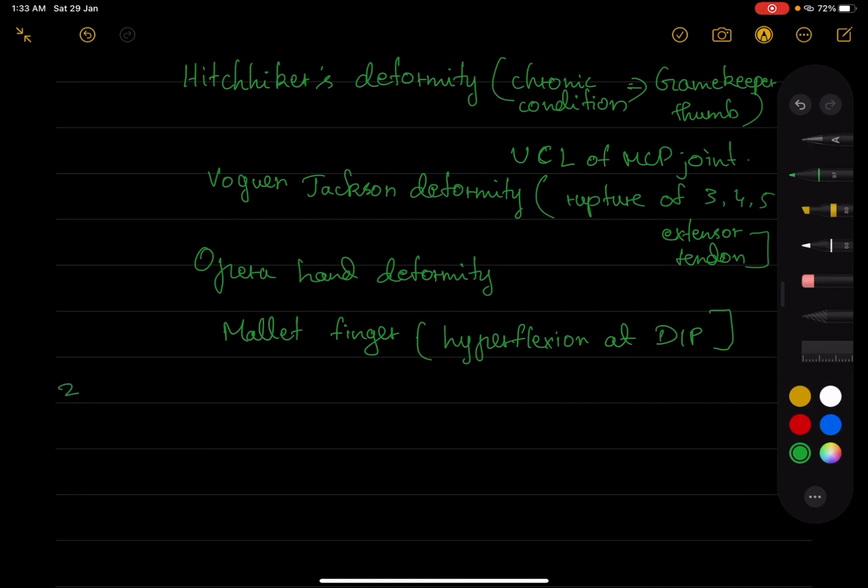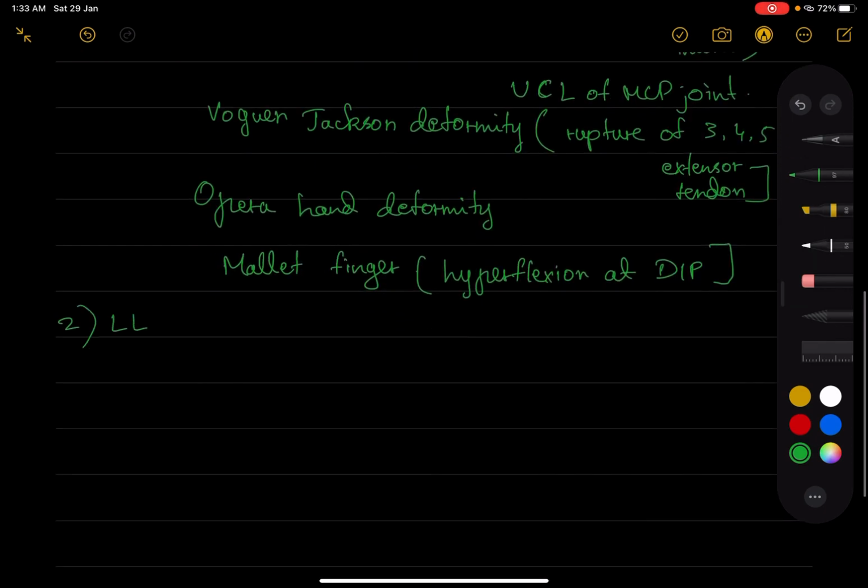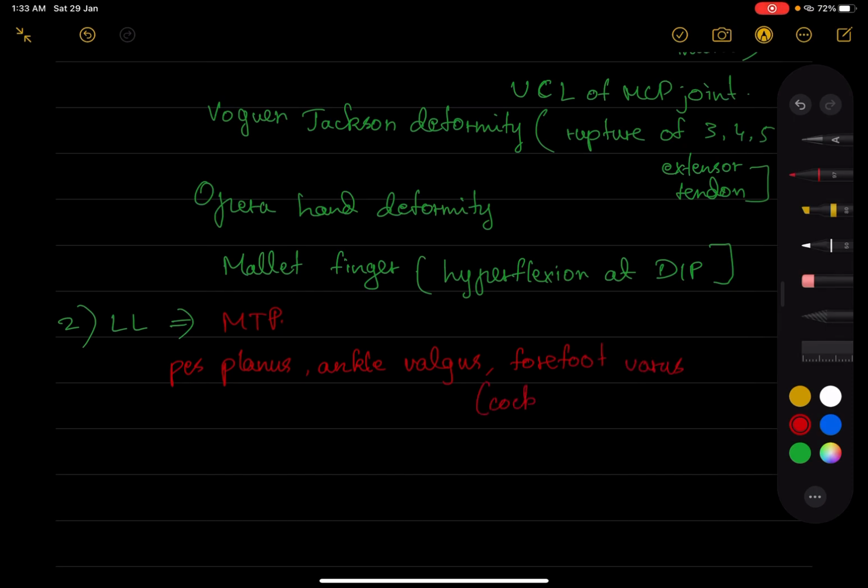The next commonly affected part is the lower limb. In the lower limb, the metatarsophalangeal joint is commonly involved. This will be the first joint which will be affected. And we can see pes planus, ankle valgus and forefoot varus. So this is also known as cock-up-2 deformity.